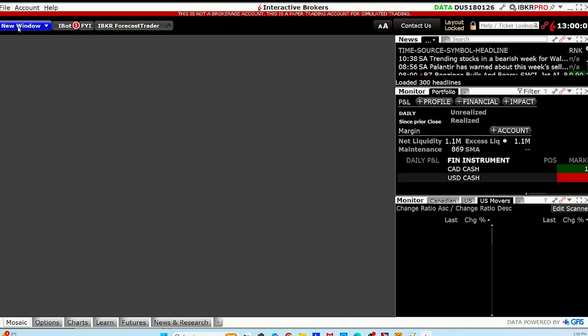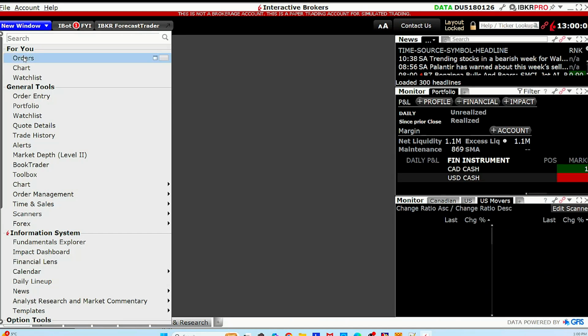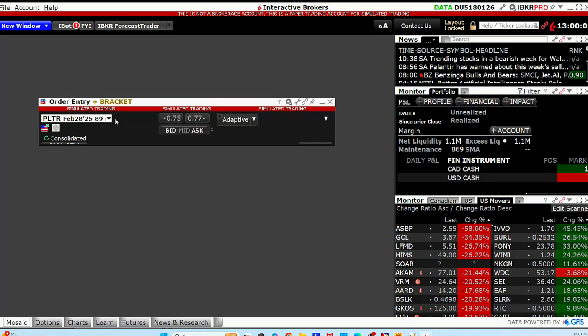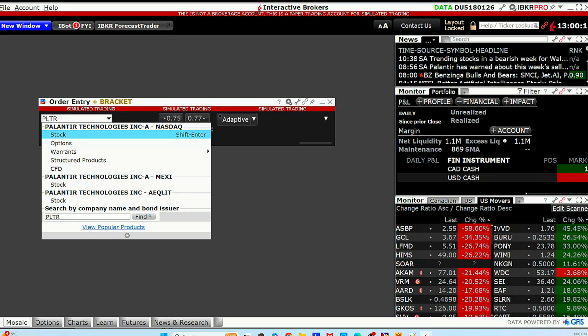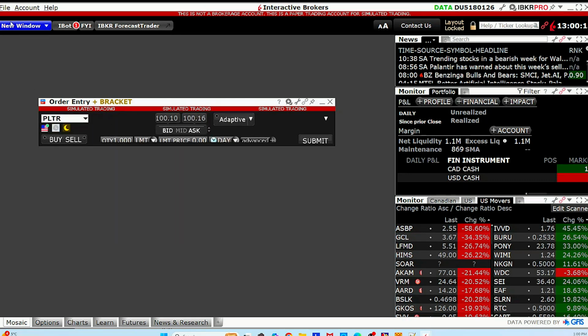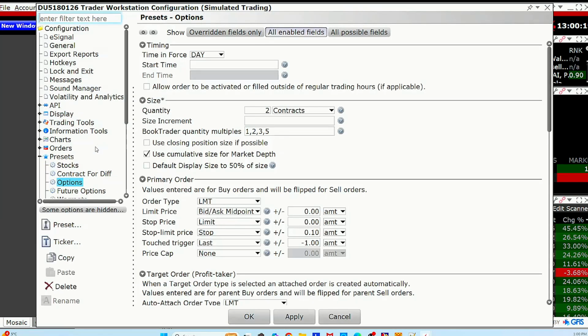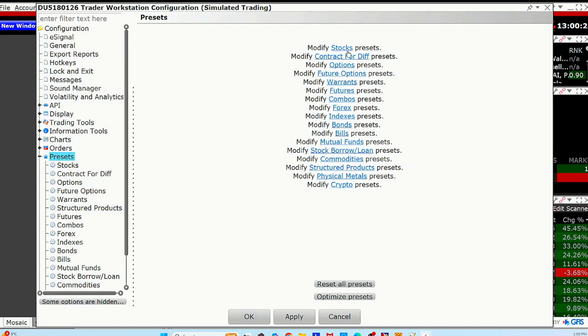If we go to any stock buying or selling, let's say we want to bring up Palantir stock for order entry. I'm going to use the PLTR stock here instead of the option. What we do is first go and see our presets: file, global configurations, and then presets. And this time we'll pick stocks.